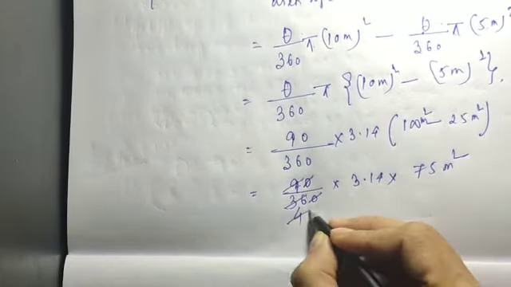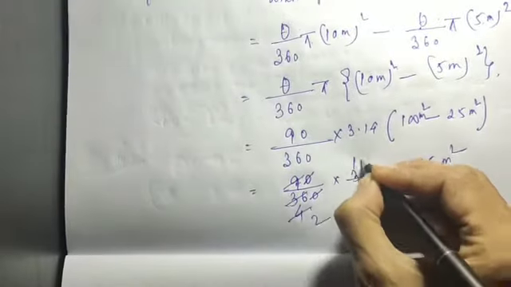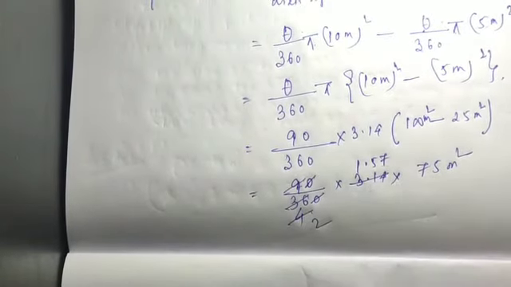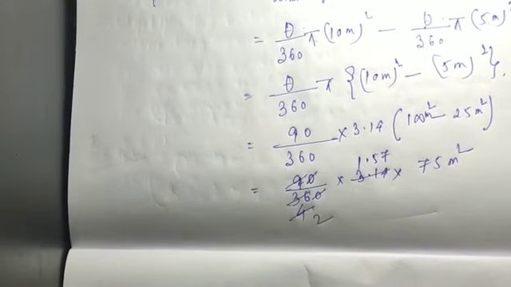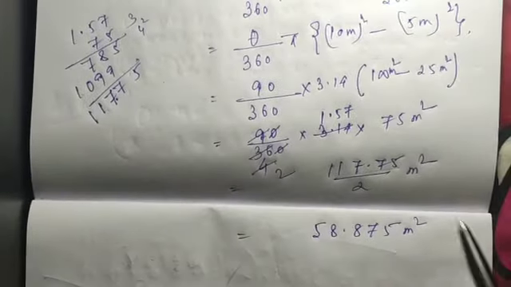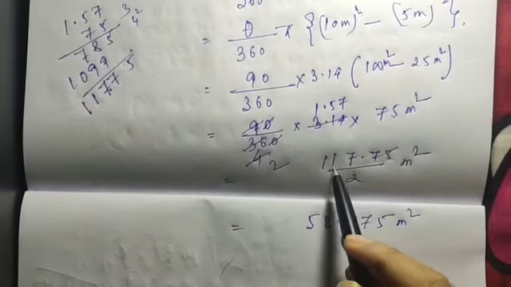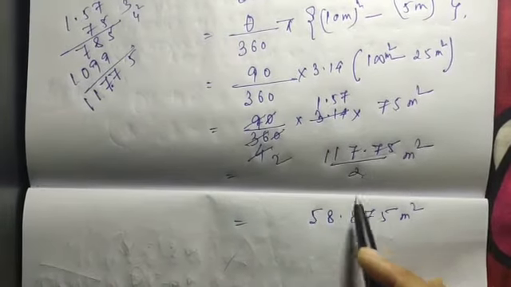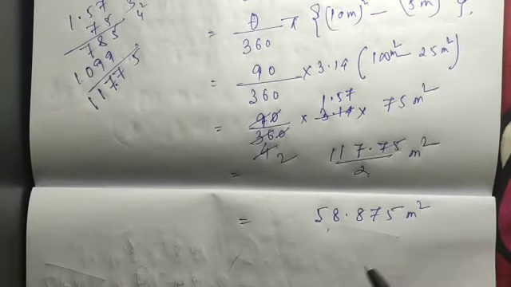Now we have 2, 2 ja 4, 2, 1.57. Now we have to multiply 75 into 1.57. Then we have to divide it by 2 and we'll get the answer. Let's see. After multiplying 75 into 1.57, we got 117.75 divided by 2. After dividing, we got 58.875 meters square.